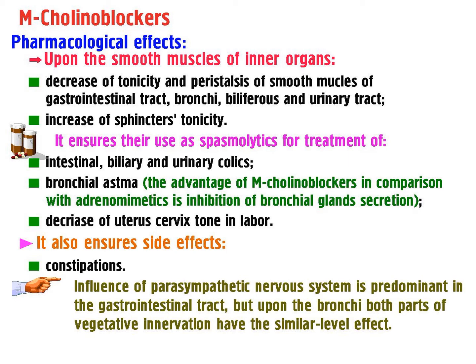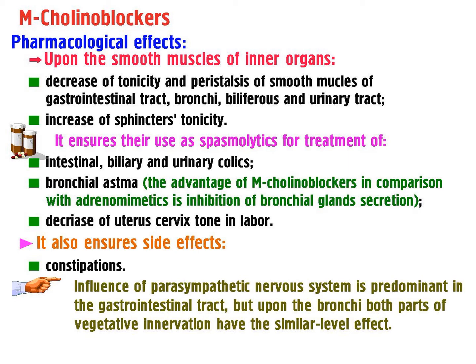And tonicity of sphincters at the same time is increased. That's why we use this group of drugs as the agents which remove spasms, or spasmolytic agents, for the treatment of intestinal, urinary, biliary, and other types of colics. Also, M-cholinoblockers in some cases are used for treatment of bronchial asthma and chronic obstructive pulmonary disease.